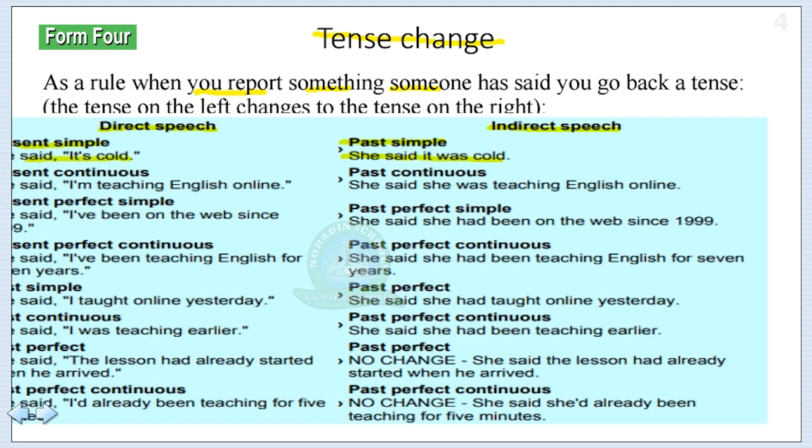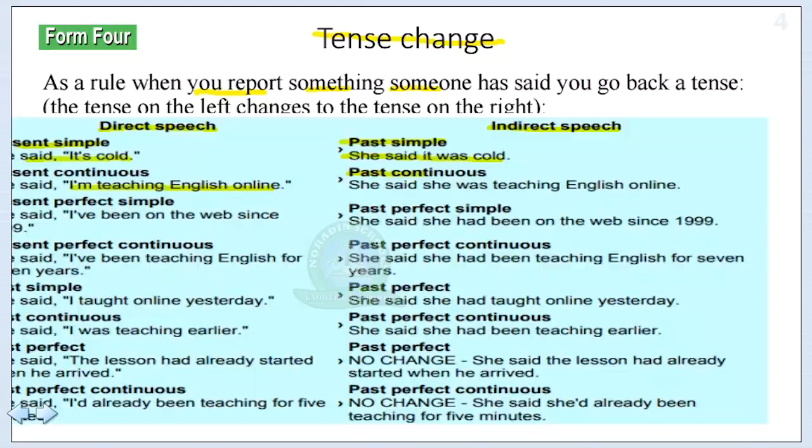She said, I am teaching English online. What is this tense first? This tense is present continuous. So how are we going to change now? We're going to change to past continuous. She said she was teaching English online.